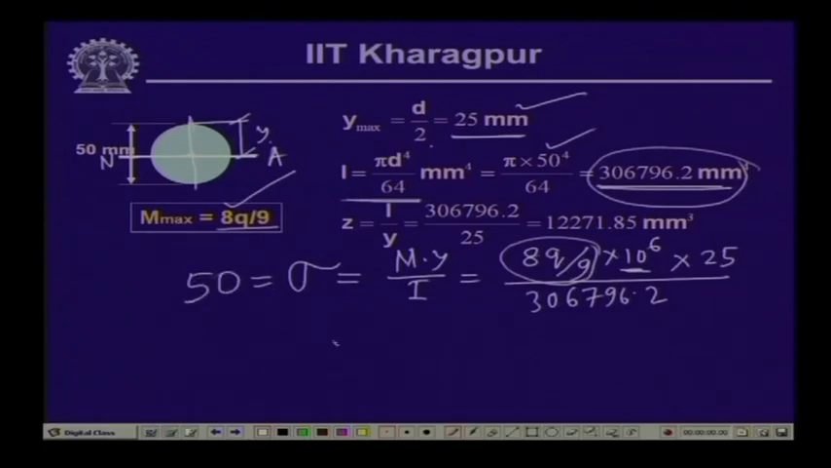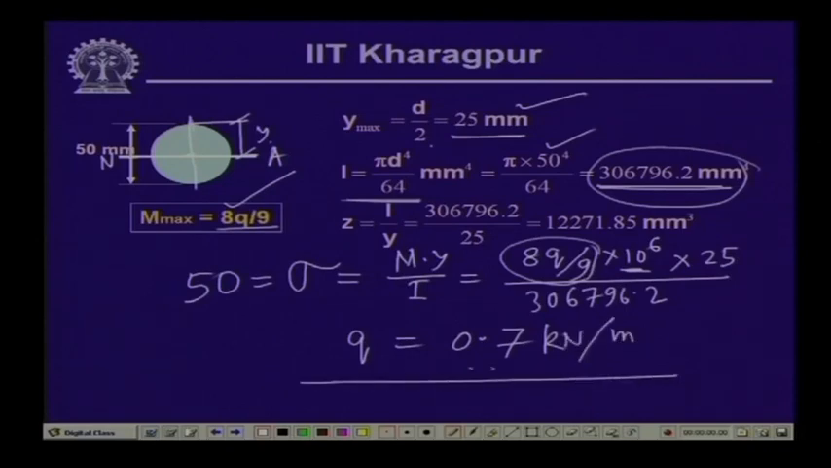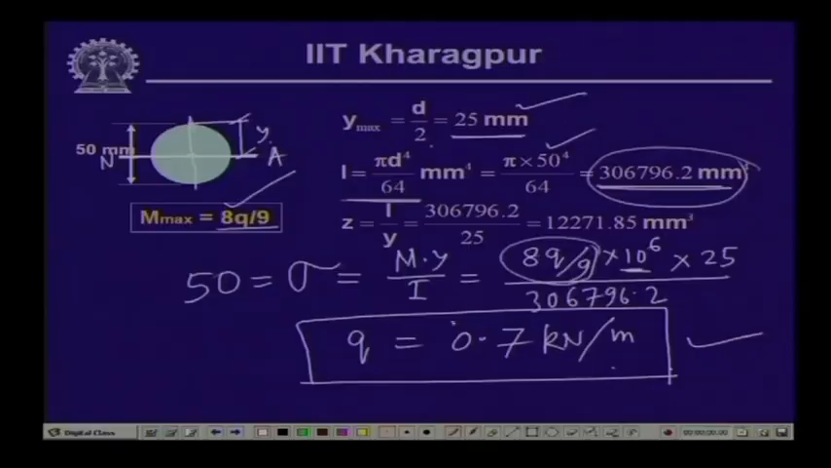and from this expression if we compute the value of q, we will get the value of q as 0.7 kilonewton per meter. So, this is the intensity of the load, the maximum intensity of the load that we can apply on the beam, so that the stress is within 50 megapascal. It does not cross the value of 50 megapascal. So, this is the value of the intensity of the load that we can apply on the beam.